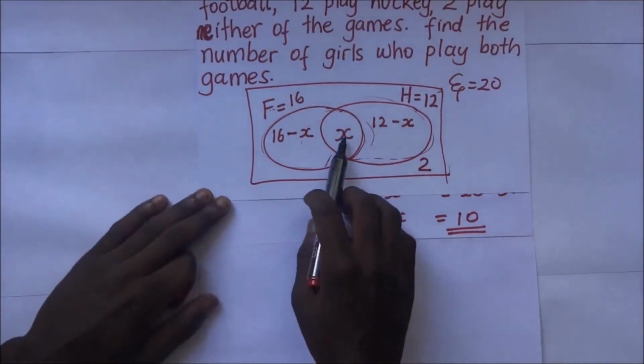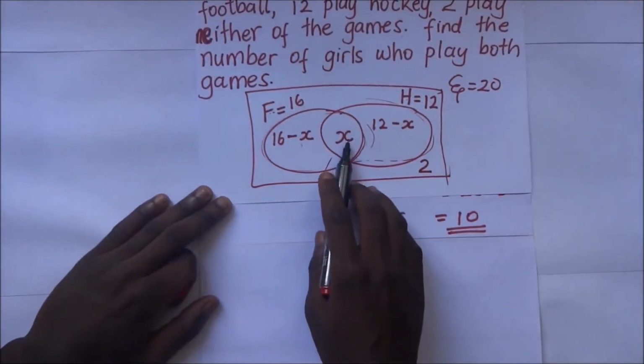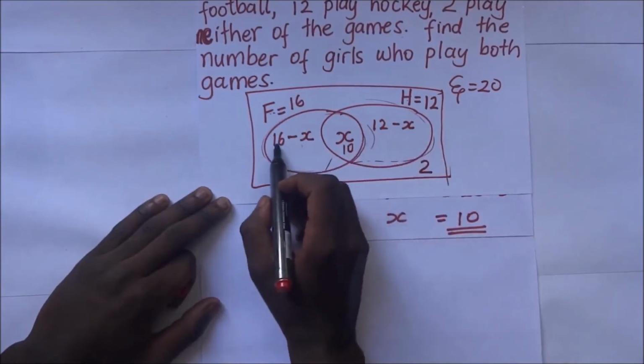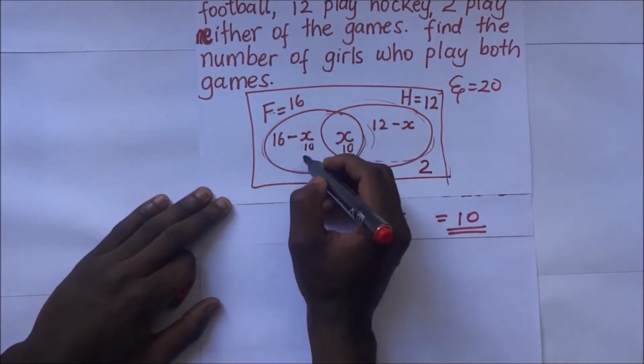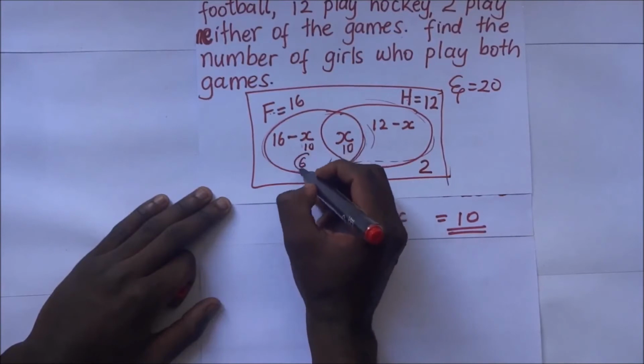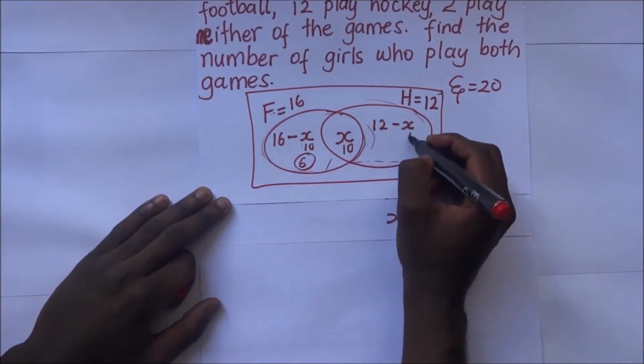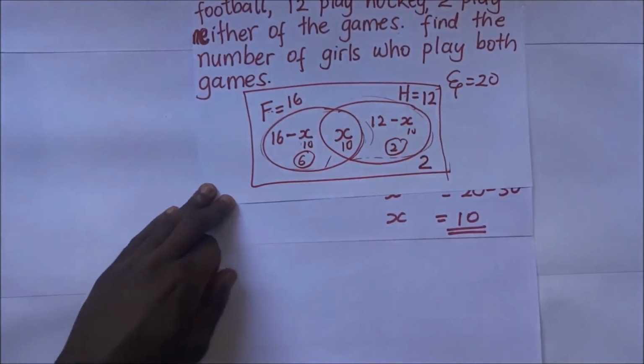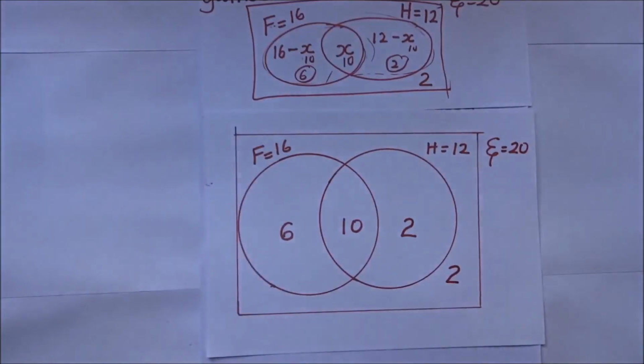So if our value of x is 10, it means the number of people who play both is 10. So it means our Venn diagram here is 16 minus 10, giving us 6. And here 12 minus 10, giving us 2. And so our Venn diagram will change to this. So that becomes our new Venn diagram.